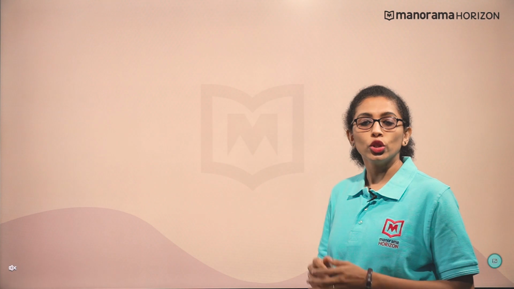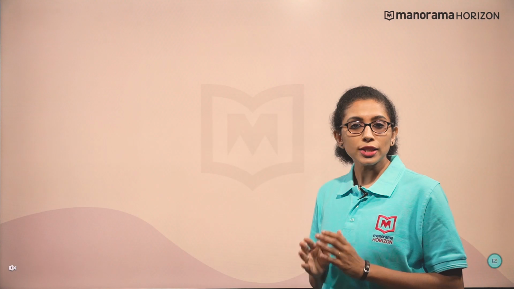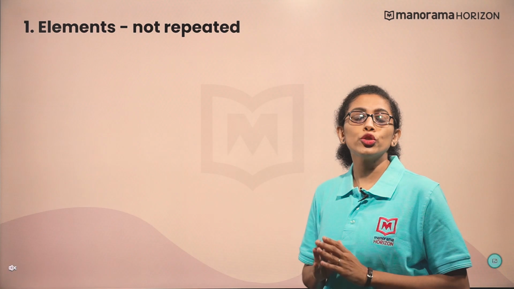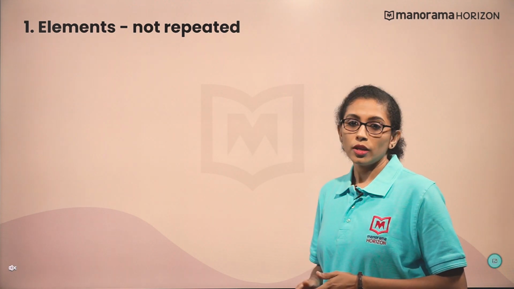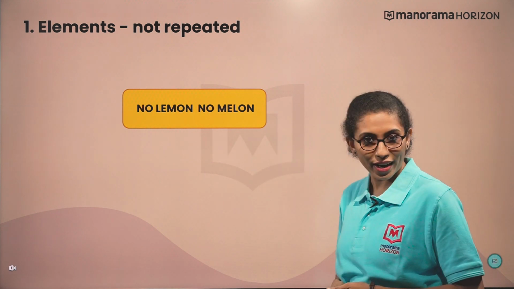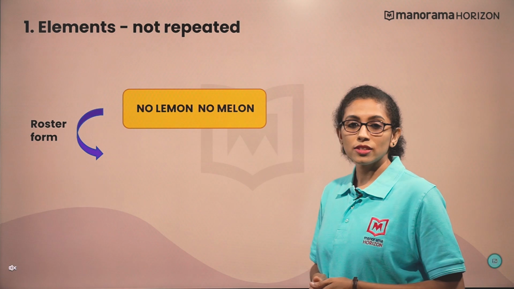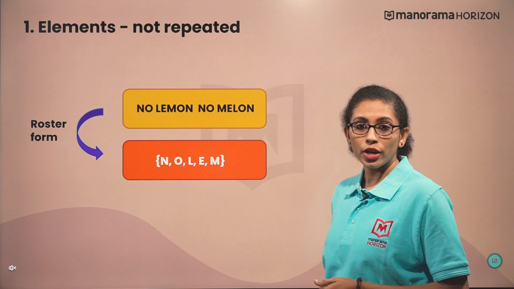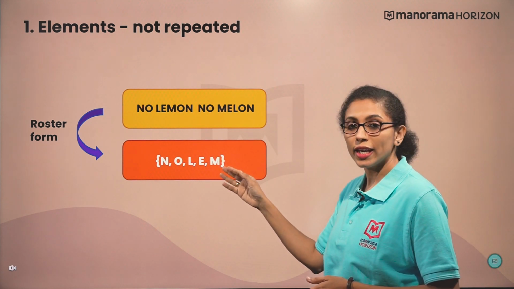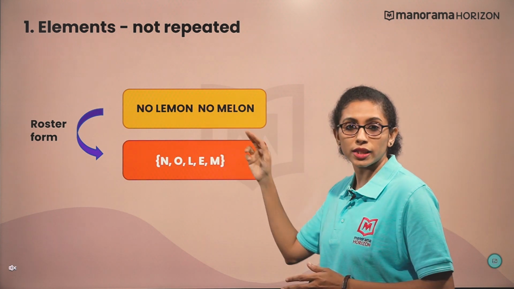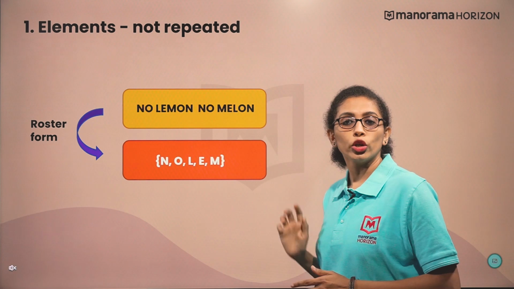Next, we will see the rules to be noted while structuring the set in roster form. First thing to be noted is regarding the elements. Elements should not be repeated. Have you heard about this funny palindrome? No lemon, no melon. Its roster form will be {N, O, L, E, M} within the curly brackets. As you can see, the letters are repeated, but they are written only once in the roster form.